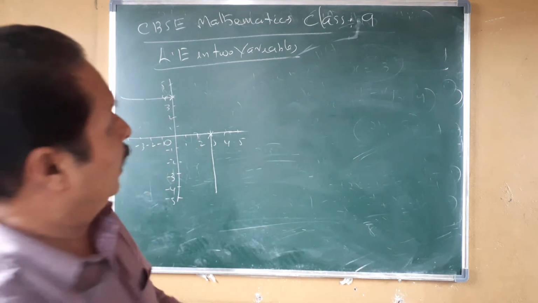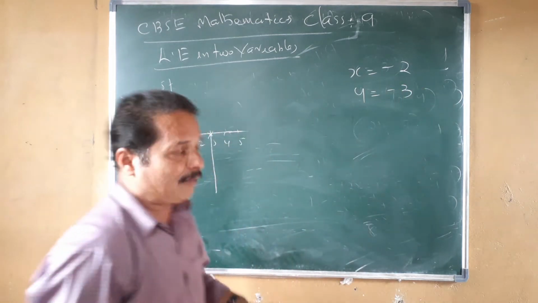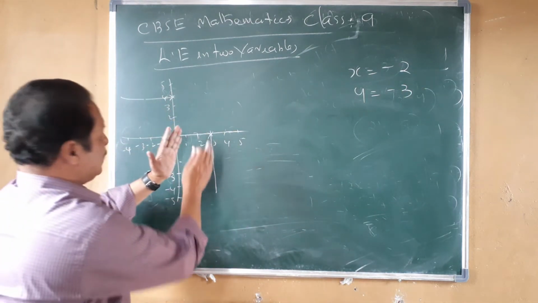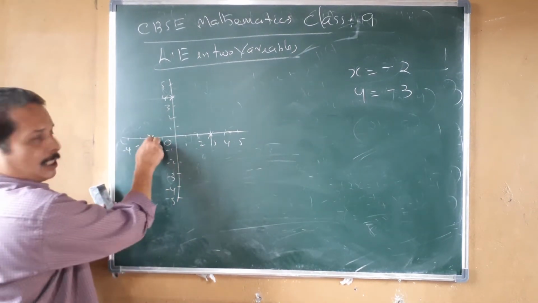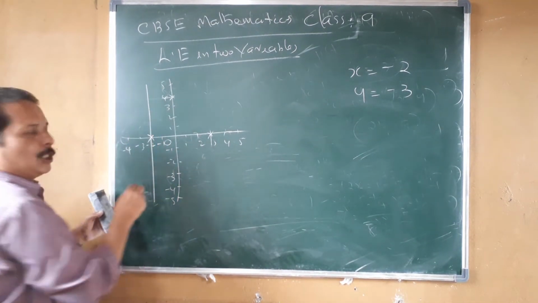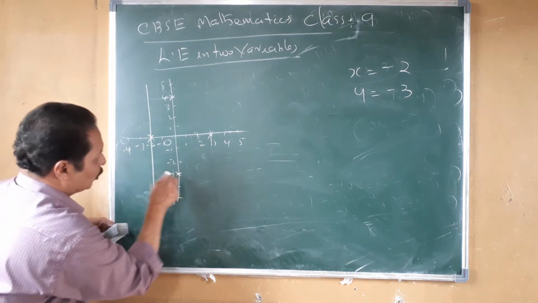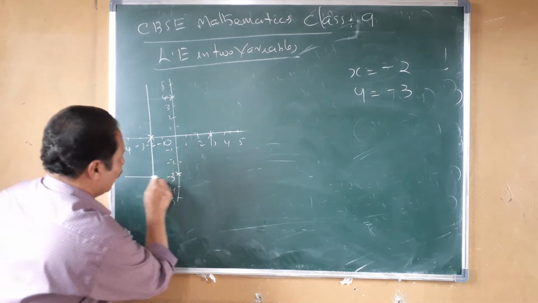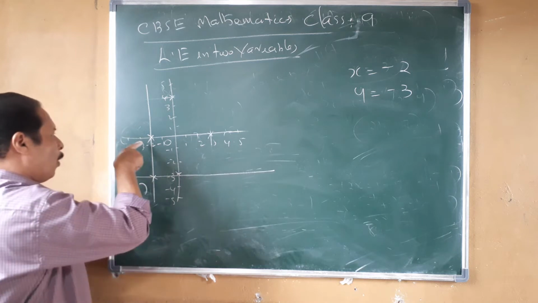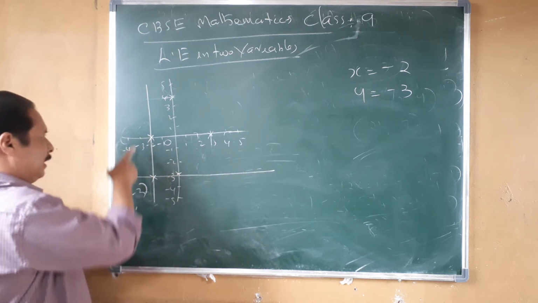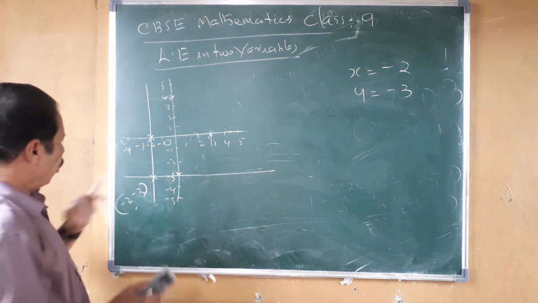Now x is equal to minus 2 and y is equal to minus 3. How can we draw the graph of that? x is equal to minus 2 is on the left side. You see that, left, minus 2? So the line is parallel to the y-axis, already you studied that. And y is equal to minus 3 is below. And this is that line. So it intersects at the point minus 2, minus 3. x is equal to minus 2, y is equal to minus 3. Is it clear?